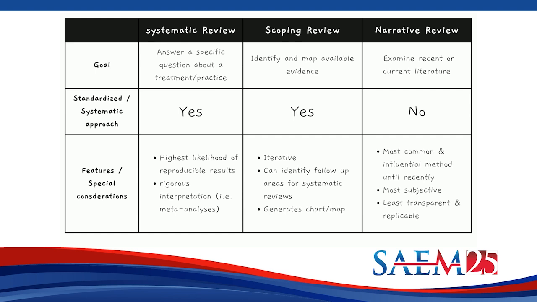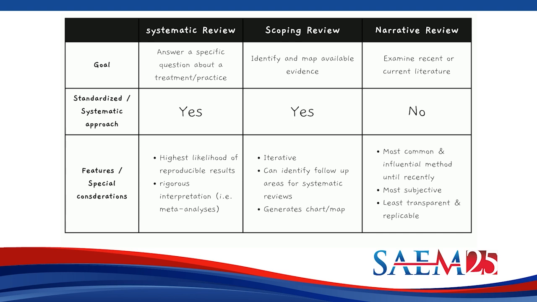There's several different types of reviews that can be undertaken, and I put this slide up here to kind of show you some of the similarities and differences. Many of you have probably heard of and seen narrative reviews, which until recently was really the most common and influential method of examining recent or current literature. However, we've started to move away from that because it's the most subjective form of a review. There's not really a systematic standardized approach. And for that reason, it's the least transparent and the least replicable.